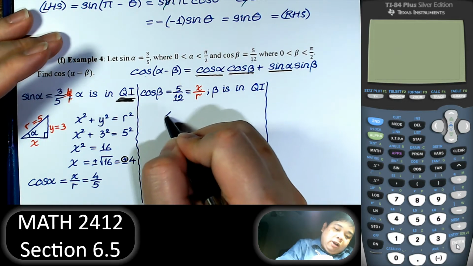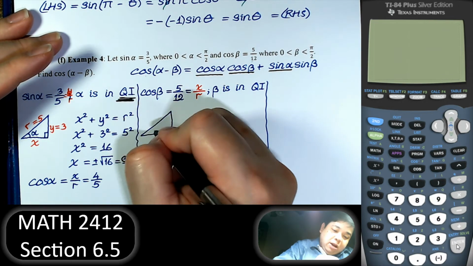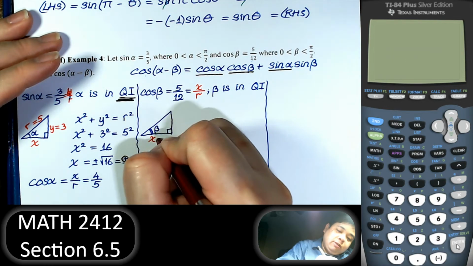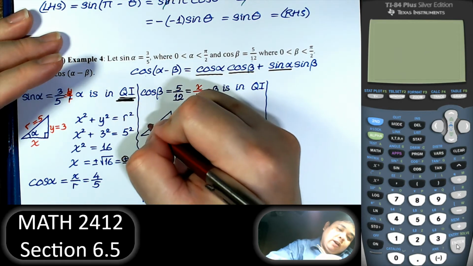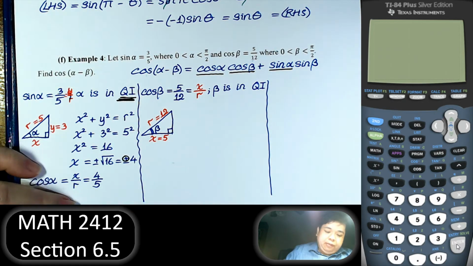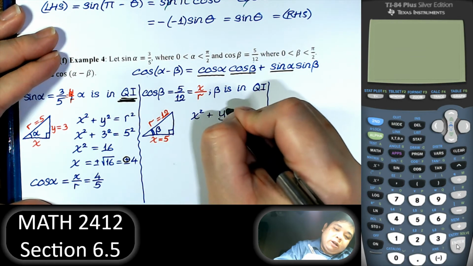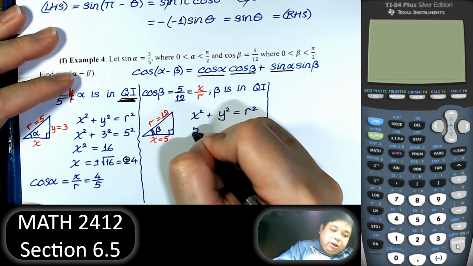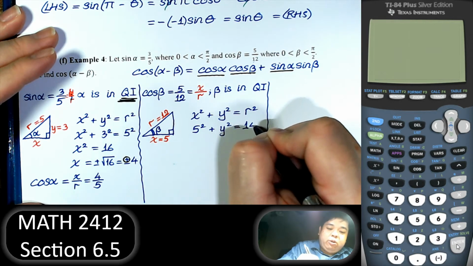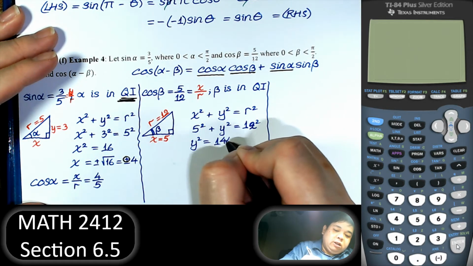Same thing, draw a triangle. The angle is beta. In this triangle, we have x equal to 5 and r equal to 12. And of course here we can solve for y, the opposite. So x squared plus y squared equals r squared. 5 squared plus y squared equals 12 squared, which is 144. So y squared equals 144 minus 5 squared.